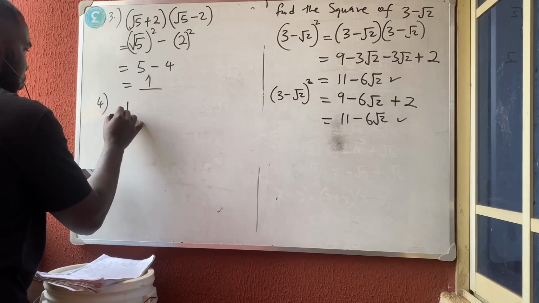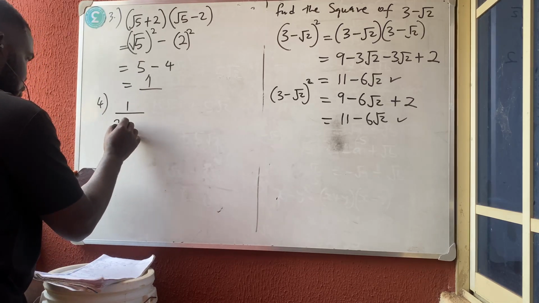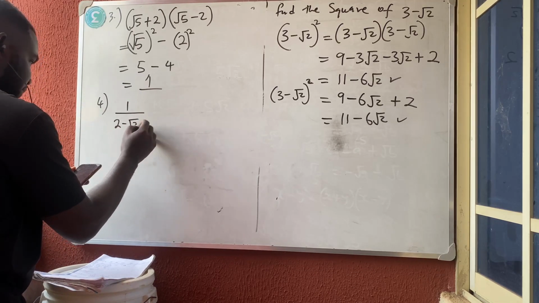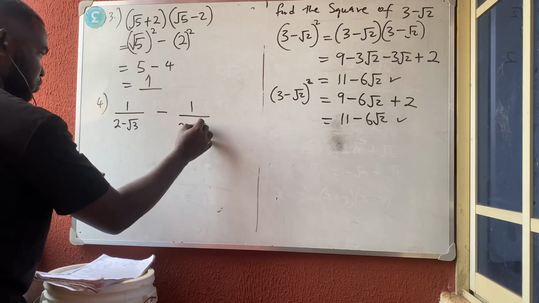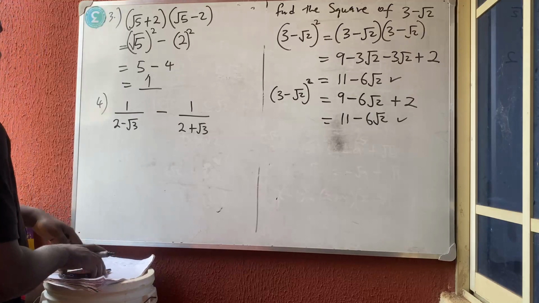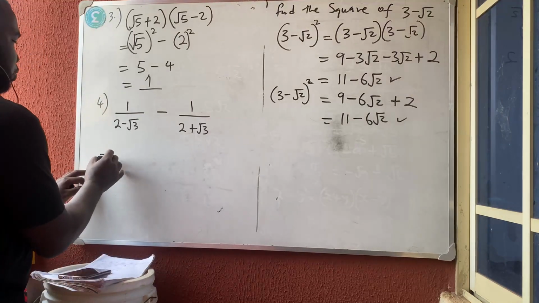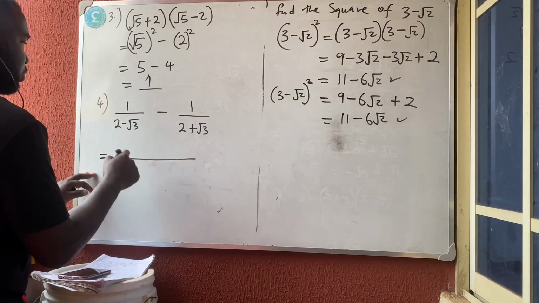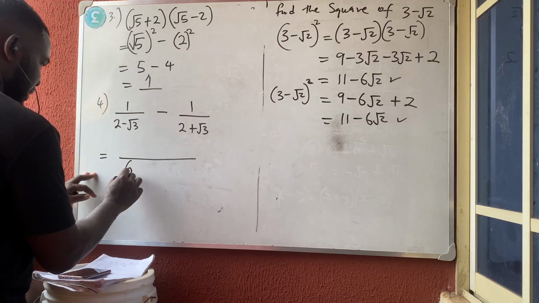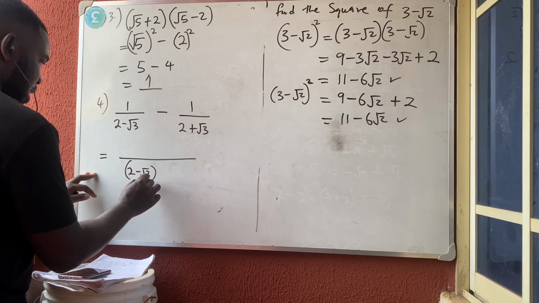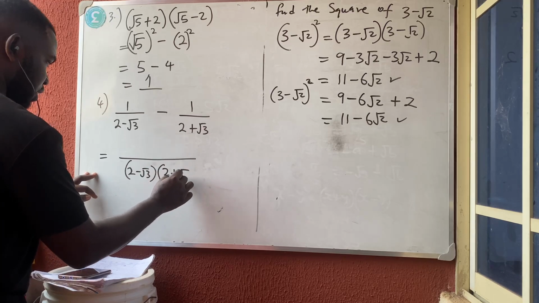Number 4 says 1 over 2 minus root 3 minus 1 over 2 plus root 3. Okay. This is very simple. What do we do? This is fraction. So how do we solve fraction? By taking the LCM. The LCM of this and this is just multiplying them: 2 minus root 3 and 2 plus root 3.